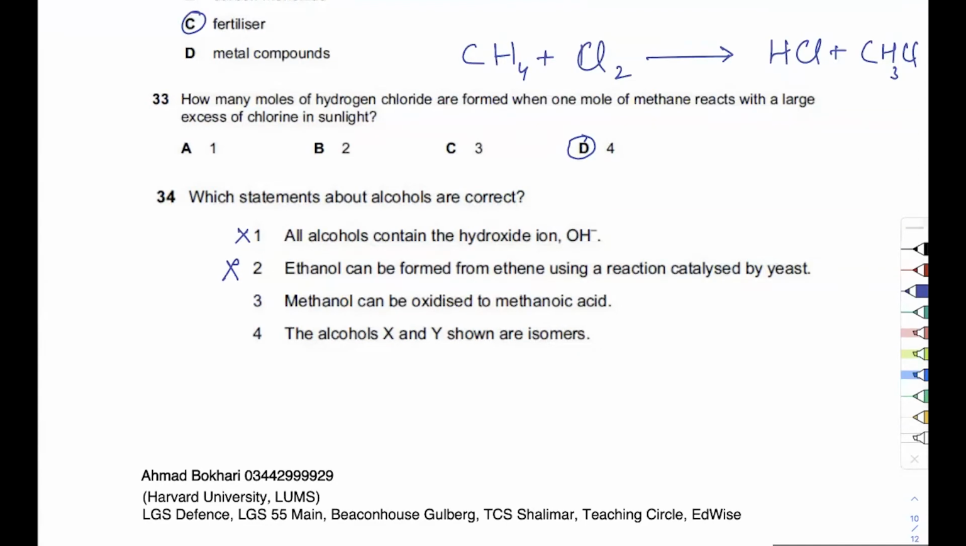Number 3, methanol can be oxidized to methanoic acid. That is true. We can make acids from alcohols through oxidation. So yep, this is true. In fact, we can use KMnO4, which is an oxidizing agent in our syllabus, to achieve this.